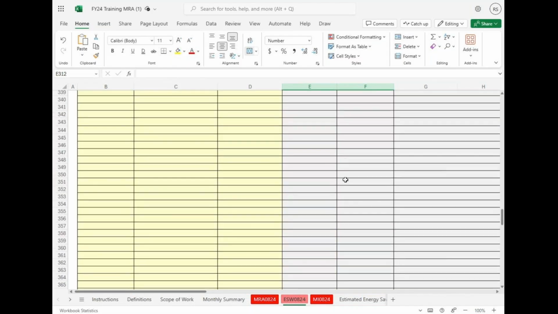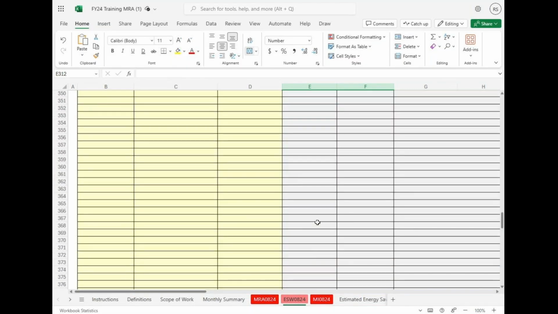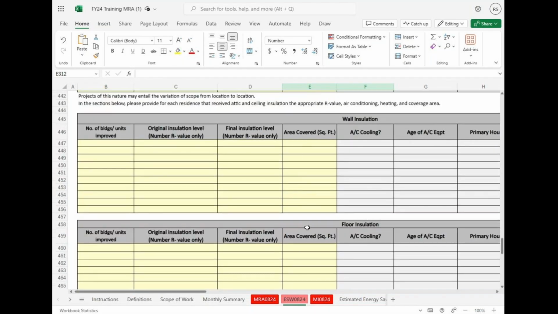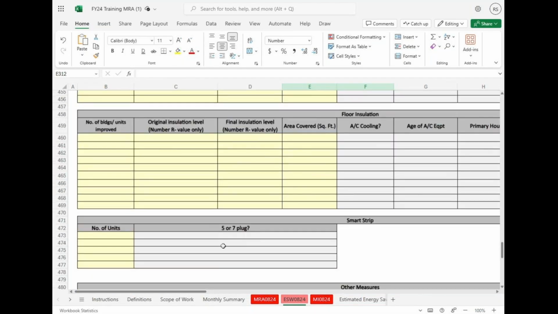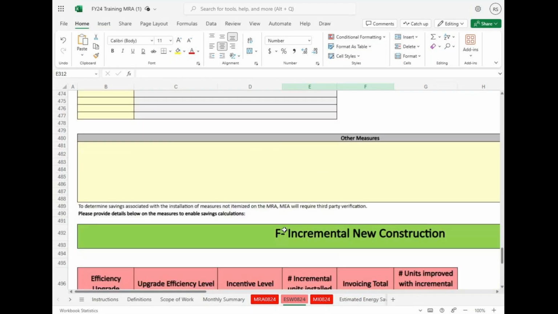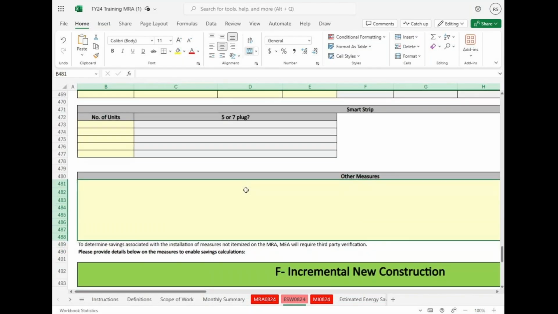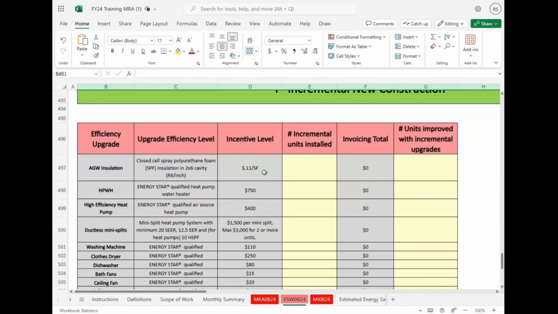So here we have air sealing, attic insulation, then wall insulation, floor insulation, and finally smart strip at the end, as well as if you have custom measures, there's this area to explain. That wraps it up for the whole house residential and the limited residential. The features below this are for other program sectors.